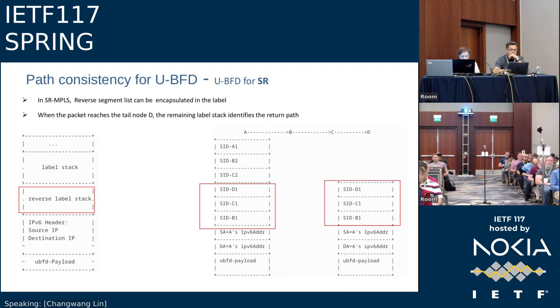For SR-MPLS network, the reverse segment list is encapsulated in the label stack along with the forwarding segment. By encapsulating the packet in this way, whether it is in SRv6 or SR-MPLS, the tail node can directly return the packet along the same path to the head node after receiving it. Next page.